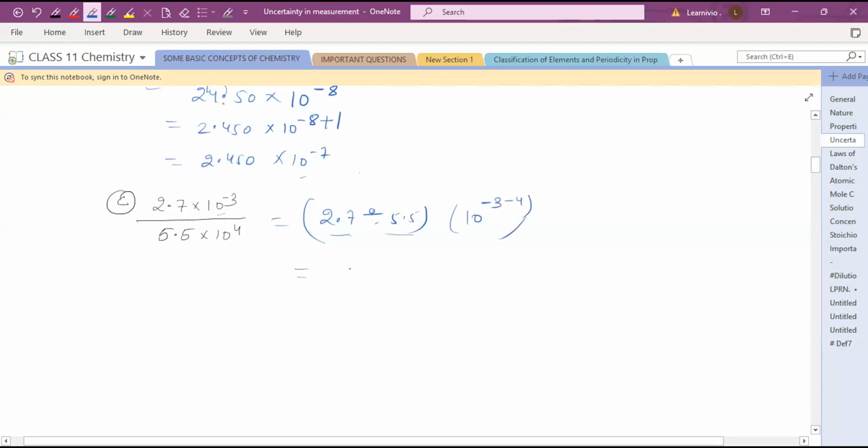When you divide these terms, it will be 0.490 into 10 raised to the power minus 7. Now you are supposed to shift this decimal here, so it will be 4.909 into 10 raised to the power minus 7. Now you have just shifted this decimal towards the right side, so you have to subtract: minus 7 minus 1. So it's 4.909 into 10 raised to the power minus 8. That is the final answer.